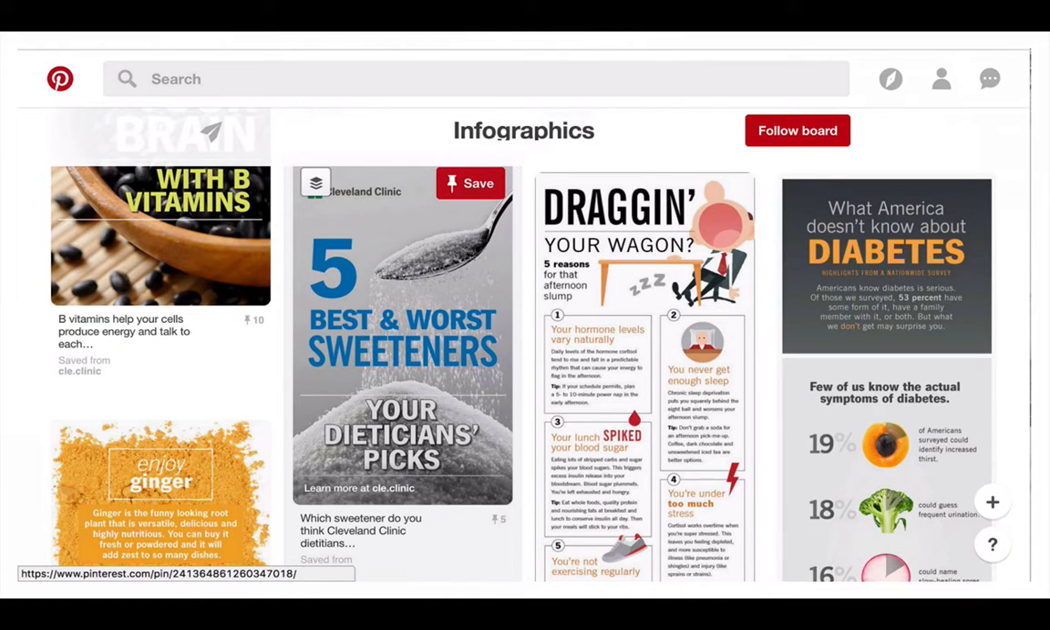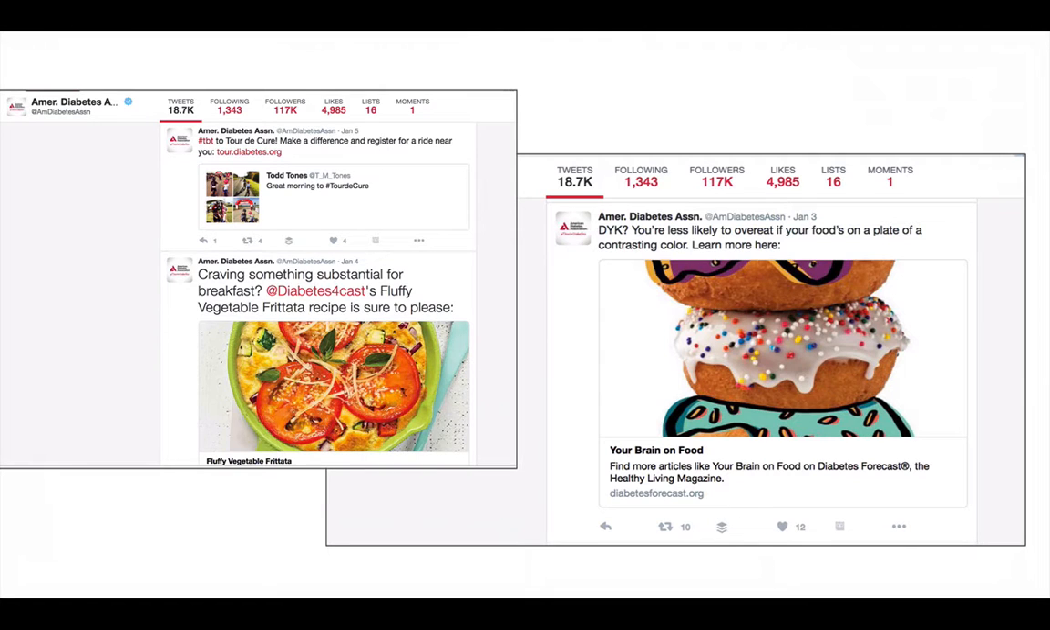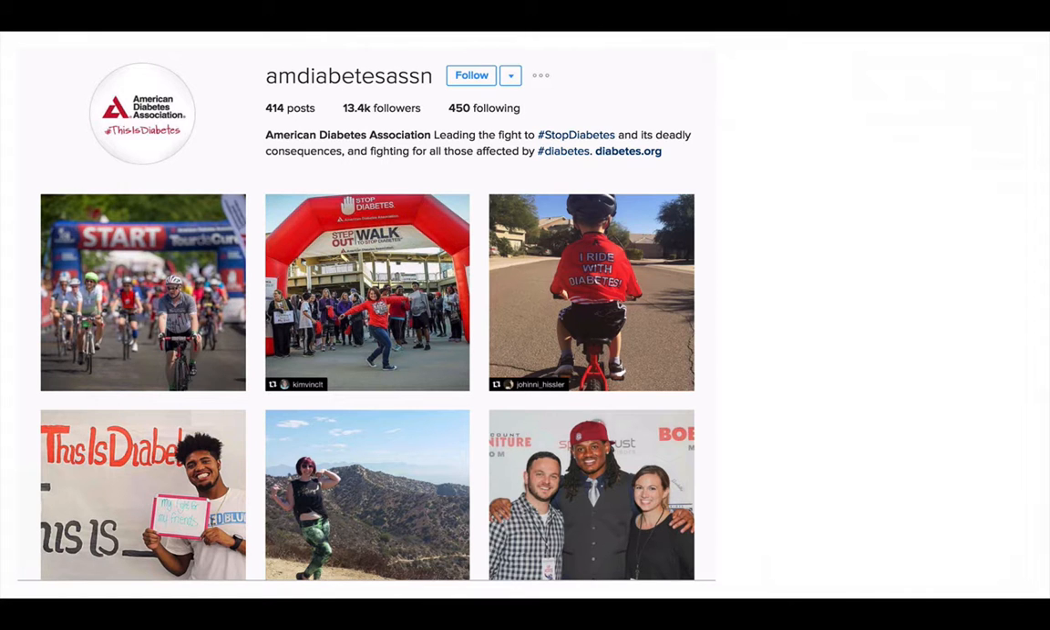Here are some examples on Pinterest and how it might work. If we're looking to develop messages geared toward women online, importantly, it's not about starting with Pinterest, but knowing that there are resources already out there if we feel Pinterest is an important place for us. Here is the American Diabetes Association on Twitter, and on Instagram.